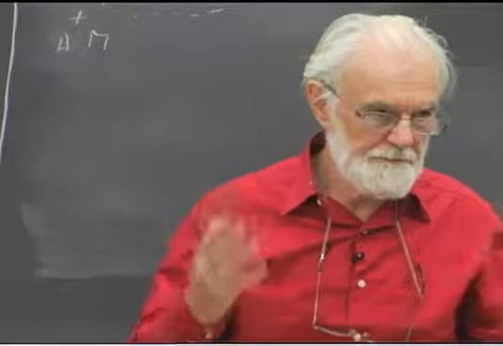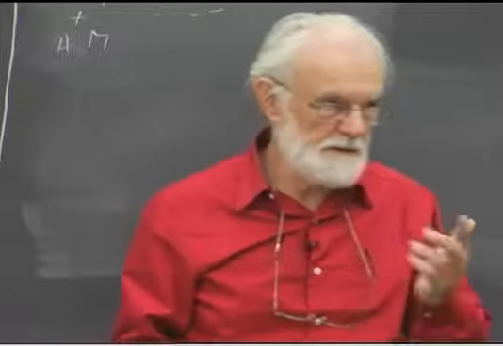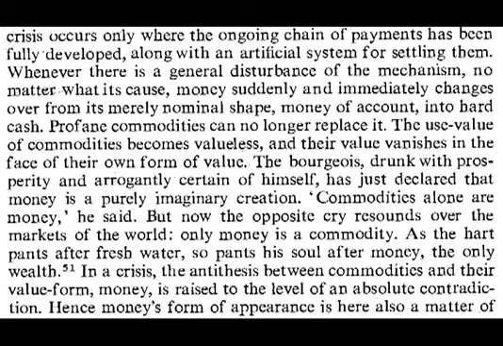Unfortunately, it seems to me Marx is not anywhere near as wildly interesting as he is when you turn the page and look at what he says on 236 in Volume 1, when he's very explicit about the nature of a monetary crisis, in which the ongoing chain of payments has been fully developed, along with an artificial system for settling them. Whenever there is a general disturbance of the mechanism, no matter what its cause, money suddenly and immediately changes over from its merely nominal shape, money of account, into hard cash. Profane commodities can no longer replace it. The use value of commodities becomes valueless, and their value vanishes in the face of their own form of value.